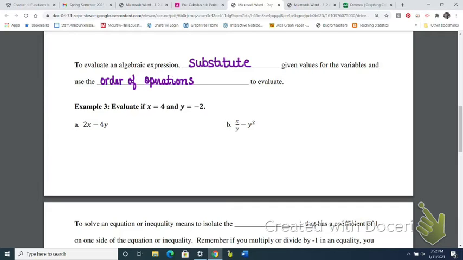We have x equals 4, so we're going to substitute that in. It becomes 2 times 4 minus 4 times negative 2. So I'm going to multiply. 2 times 4 is 8. A negative 4 and a negative 2 make a positive 8. And I get 16.